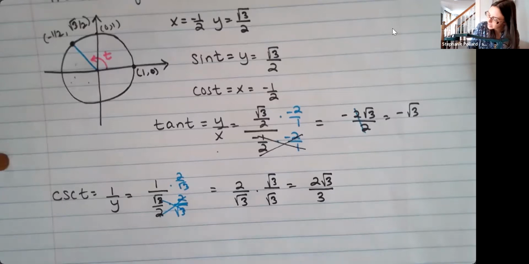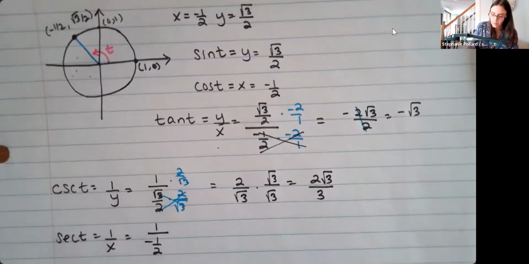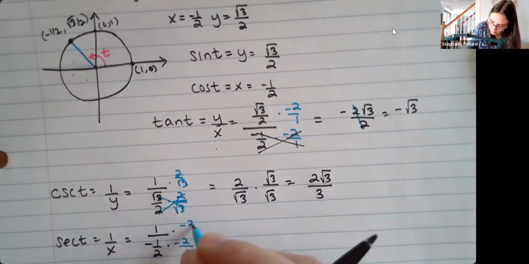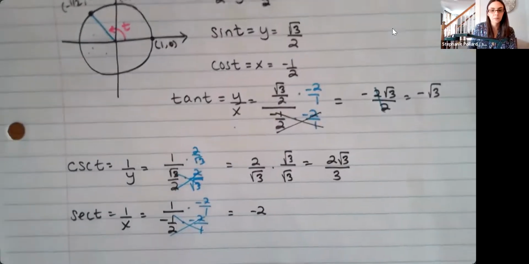And then next I have secant, which is 1 over x. So that's 1 over -1/2. Again, you're just using the reciprocal here to get rid of that denominator. So 1 times -2 over 1 is just -2.